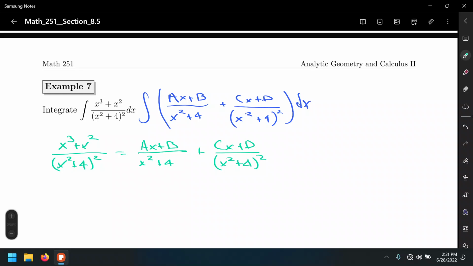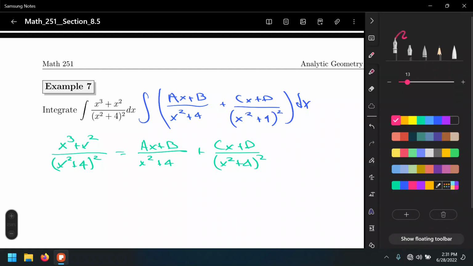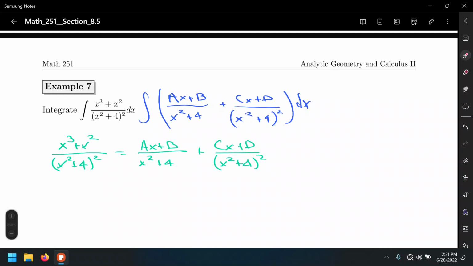So the usual, we need to multiply both sides by the least common denominator to simplify the equation, so we can work with something a lot more simple. And that least common denominator, well, we need to cancel x squared plus 4, but we need a power enough to cancel x squared plus 4 to the second power. So in this case, x squared plus 4 to the second power. And that's going to do it here.